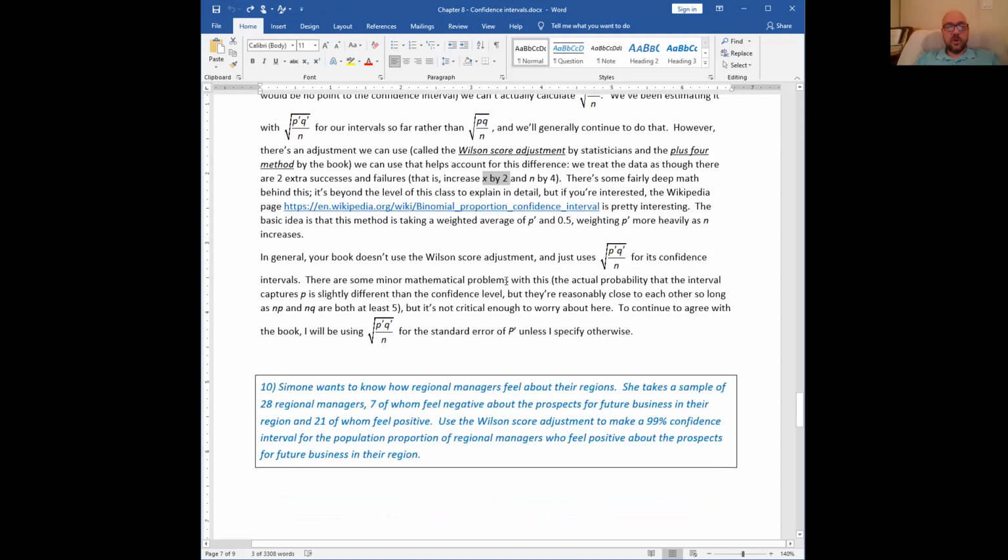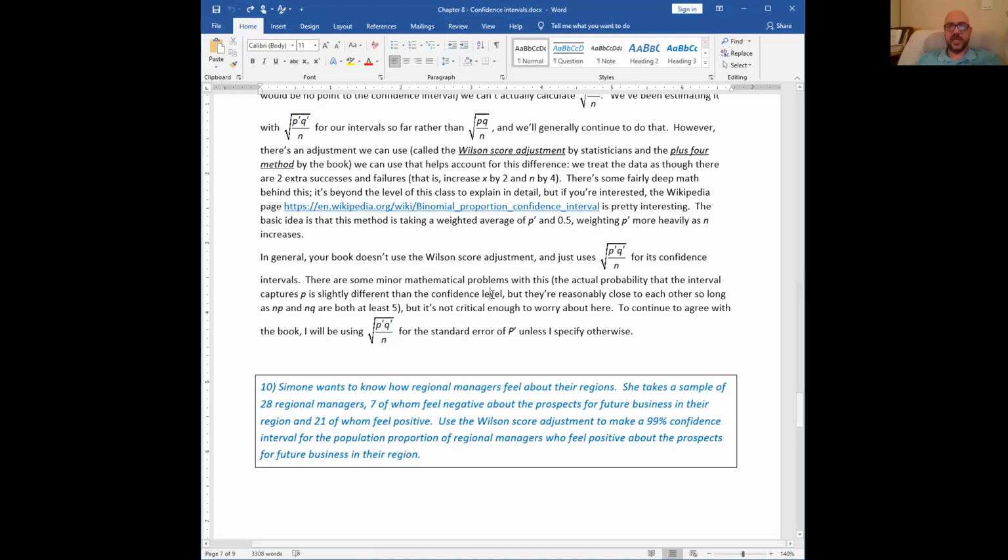Your book doesn't call it that, so two things. One, your book doesn't usually use the Wilson score adjustment; it just does this for everything. And it also doesn't call it the Wilson score adjustment. It calls it the +4 method, which is a perfectly reasonable thing to call it, but you're cutting Wilson out of the deal, and that's not cool. So yeah, that's all it is.